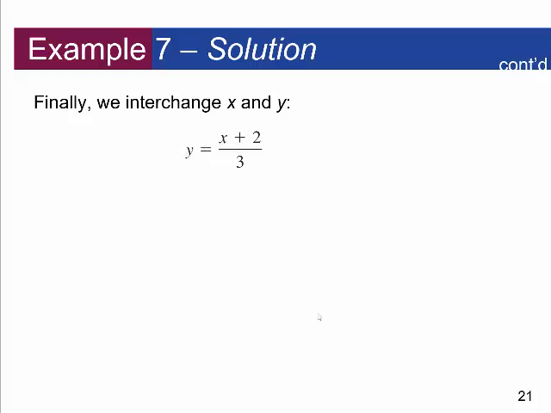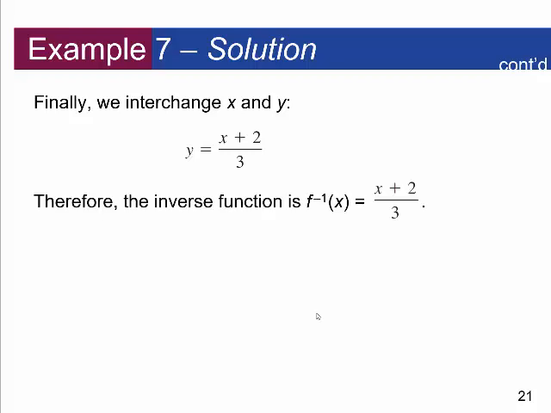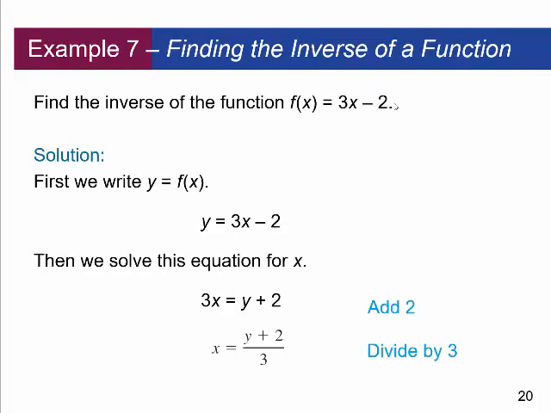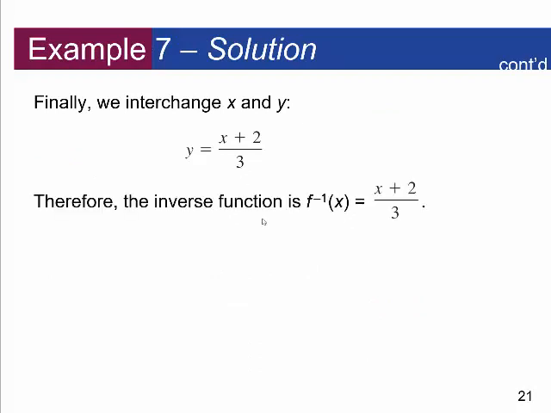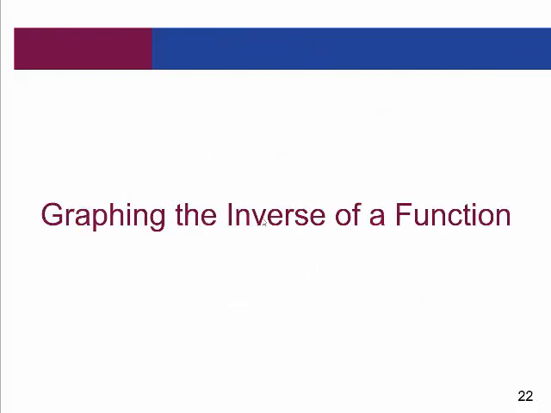So therefore, this inverse function, f inverse of x, is equal to (x plus 2) divided by 3. And that makes sense, right? You're subtracting, now we're adding. You're multiplying, now we're dividing. It's the inverse, it undoes it. All right, so we got this inverse function.